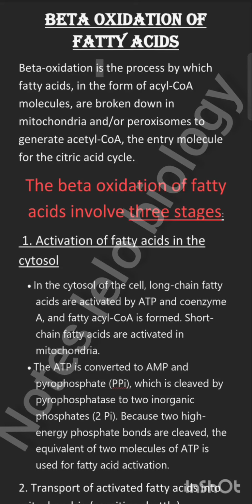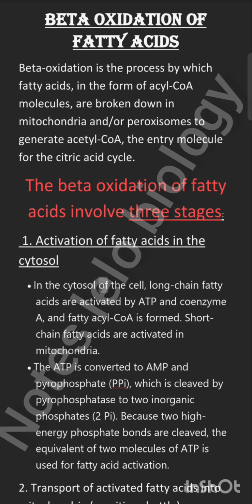Beta oxidation is the process by which fatty acids, in the form of acyl-CoA molecules, are broken down in mitochondria and peroxisomes to generate acetyl-CoA, the entry molecule for the citric acid cycle. The beta oxidation of fatty acids involves 3 stages. 1. Activation of fatty acids in the cytosol.